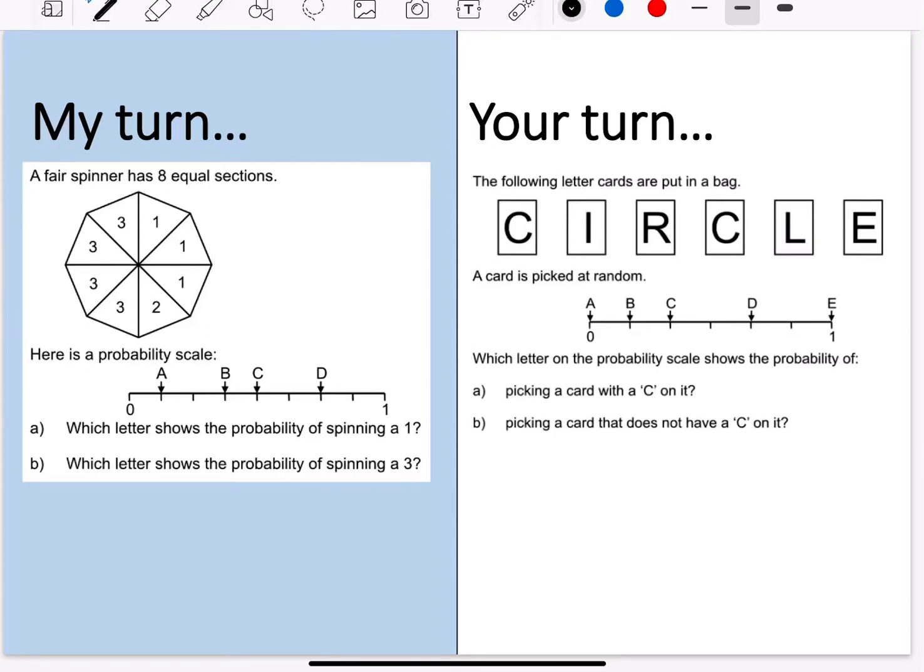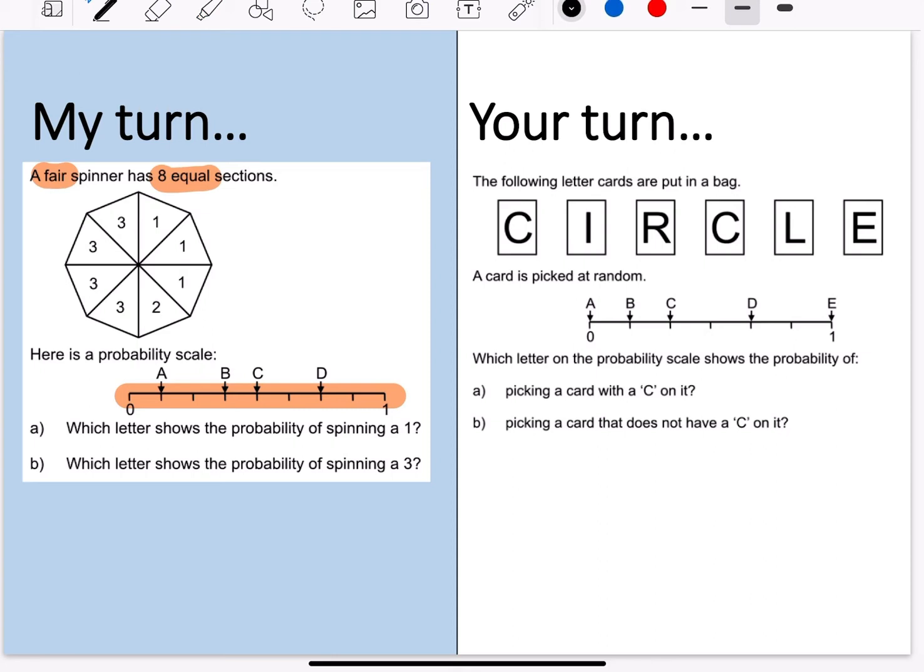My turn. For this question, we're looking at the spinner and we're looking at the scale we've been given. So, we've been told that we've got 8 equal sections on our spinner. It is fair, so there's no additional weighting, no unfairness to worry about. We've got our scale, which we are going to use to help us allocate the letter to the statement.